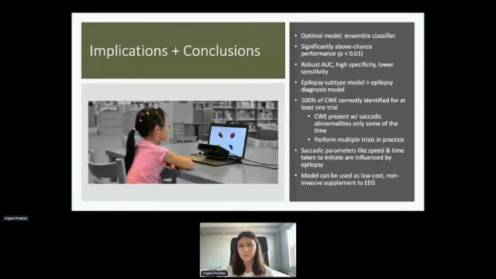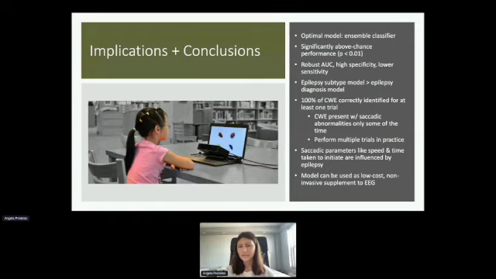This suggests that the optimal model for predicting epilepsy and subtype based on eye movement data is an ensemble classifier, and both the models achieved significantly above chance performance. They achieved robust AUCs and high specificities, which means they were good at detecting the negative cases, which would be controlled epilepsy or no epilepsy, but they had lower sensitivities, meaning it was harder to identify the positive cases, which would be epilepsy or chronic epilepsy.